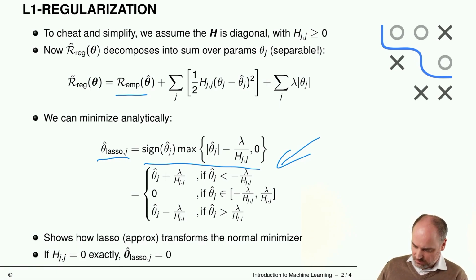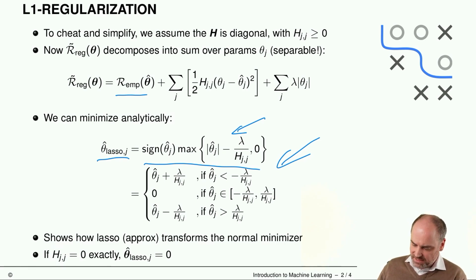Okay, so what does this actually say? It says we have to compare this here, right? So we have to compare the absolute value of theta hat. I'm not writing j in every instance, because we're just looking at one element. So we have to compare the absolute value of theta hat with lambda divided by this entry of the Hessian matrix, okay? And if that's larger than 0, we take that, okay? And if it's negative, then we cap it to 0, okay?